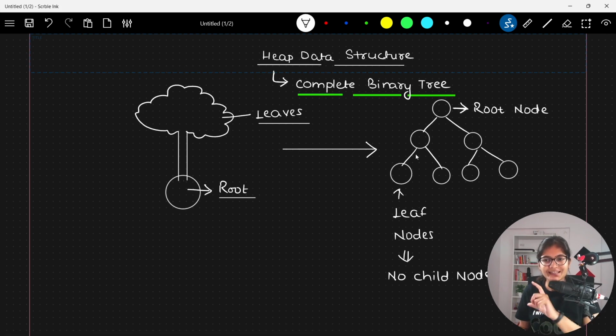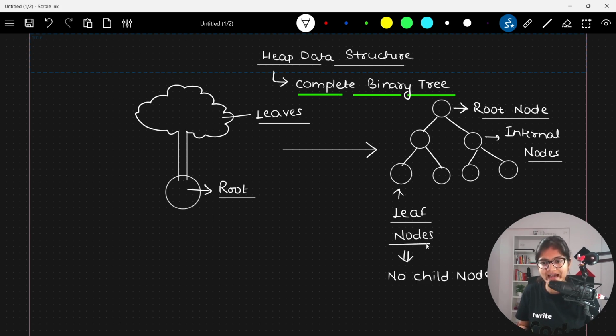And in between the root node and the leaf nodes come the internal nodes. So we will have a root node, we will have leaf nodes, and then in between the root node and the leaf nodes, we will have the internal nodes. This is the portion of a tree data structure, right? This is a part of a tree data structure. Okay, so this is what we have.